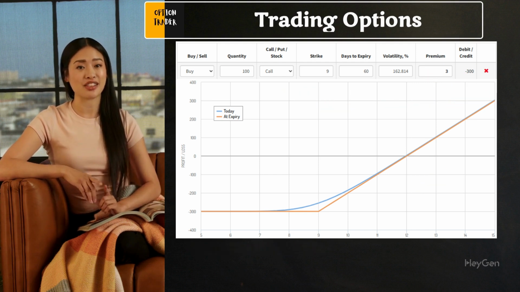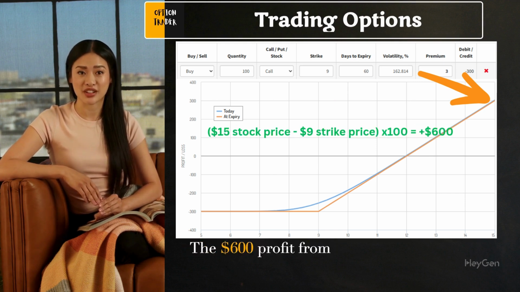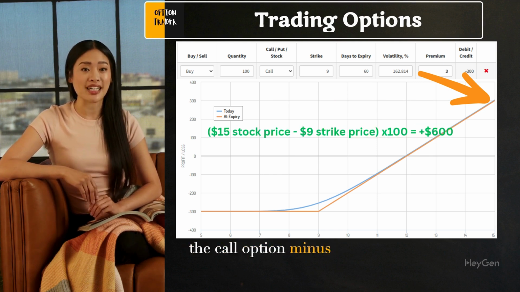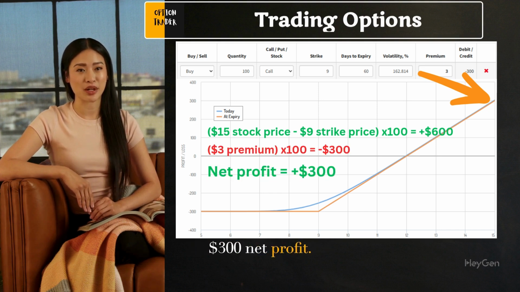If the stock rises to $15, the investor will earn $300. The $600 profit from the call option minus the $300 paid for the premium equals a $300 net profit. An investor will buy a call when she believes the underlying asset will appreciate in value.